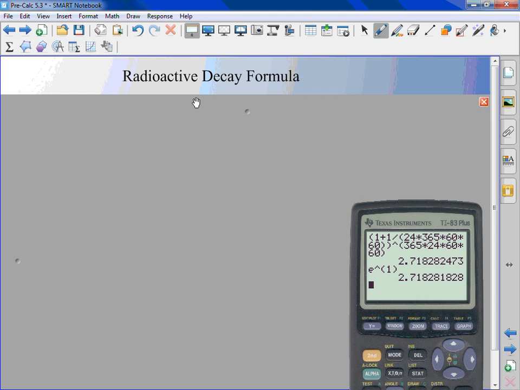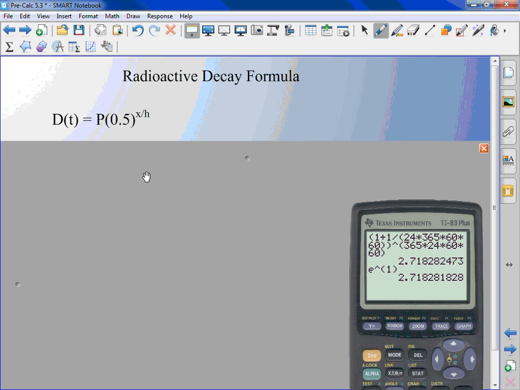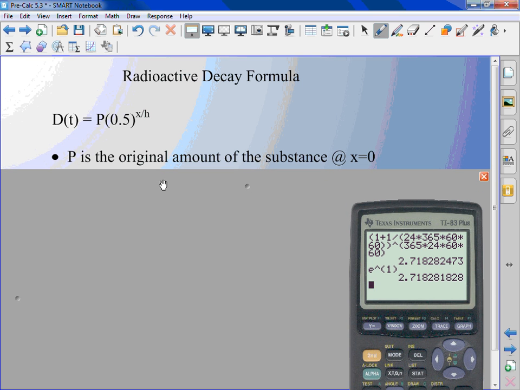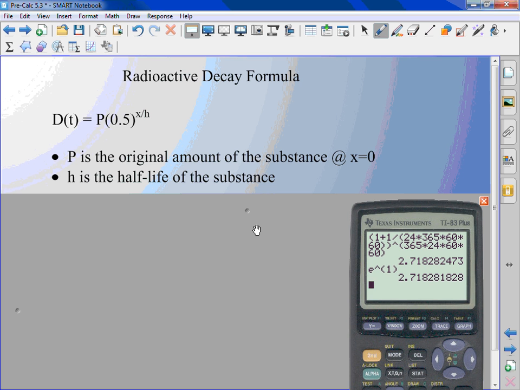Here's another formula. Radioactive decay. D of t equals p times 0.5 to the x divided by h. P is the original amount of the substance at x equals 0. D stands for the amount of whatever is left if it's still intact. H stands for the half-life. Half-life is how long it takes something to decay in half.